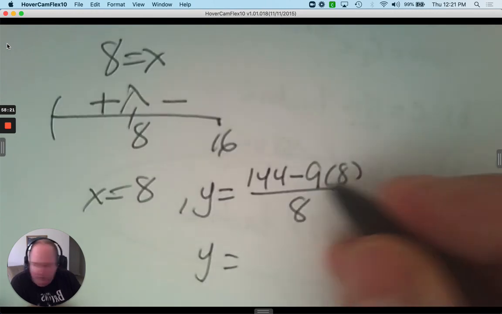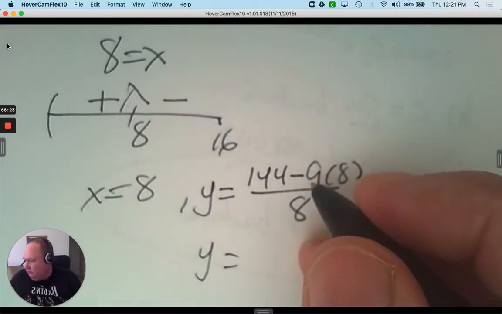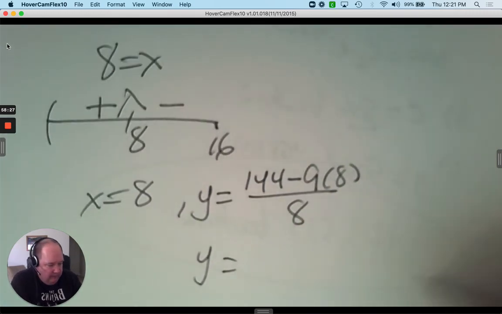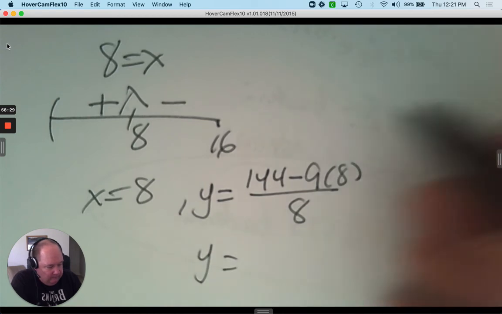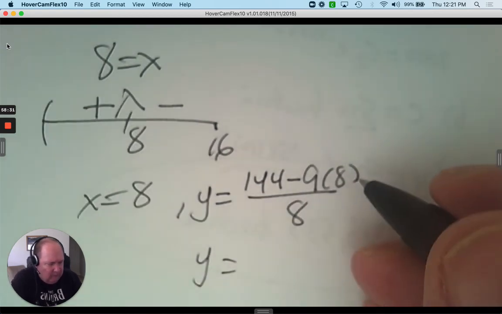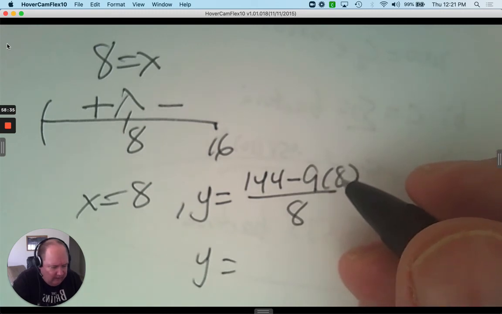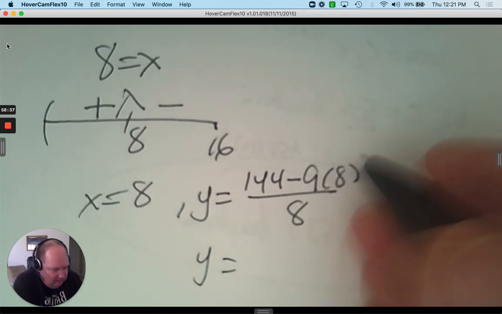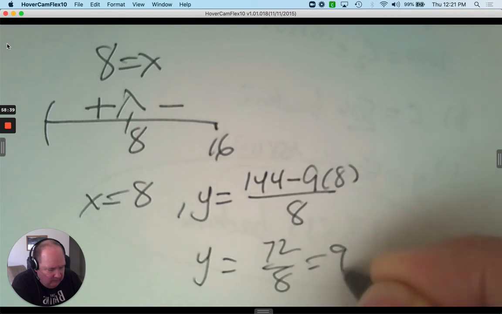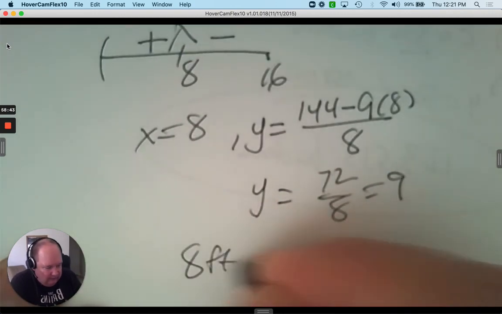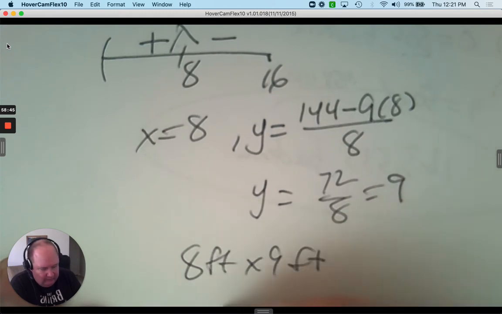So 144 take away 72. What's 144 take away 72? I can't even think right now. Can you do that? That's 72 divided by 8. Anyway, the whole answer is 9. Probably a better way to get there. So 8 feet by 9 feet is the maximum area for each pen.